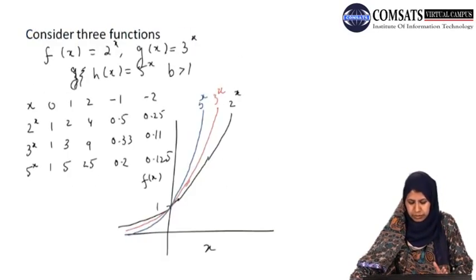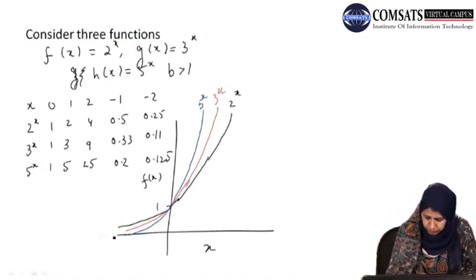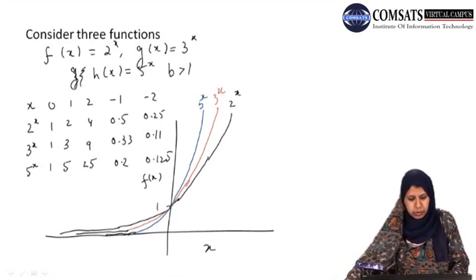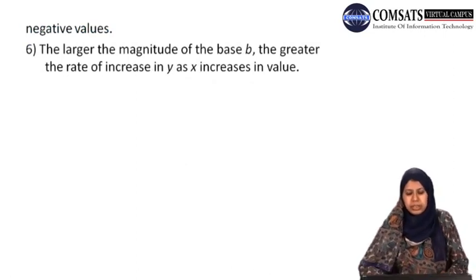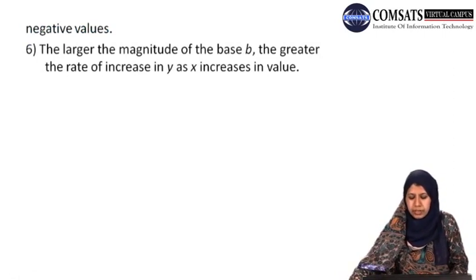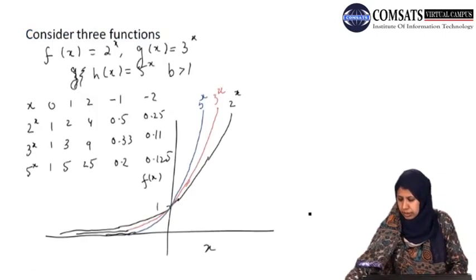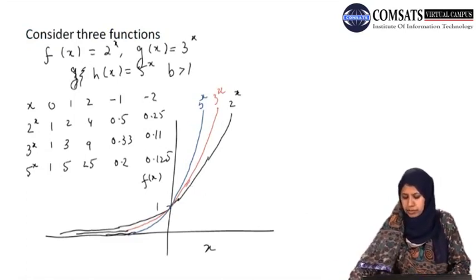So let's go back to our graphs again. The graph approaches the x-axis means that all these graphs never cross our x-axis, never intersect, but they only approach it as x becomes more and more negative. And the larger the magnitude of the base b, the greater the rate of increase in y as x increases in value. What does this mean? The larger the magnitude of the base b, that is 3 is greater than 2 and 5 is greater than 3, the greater the increase in y, the graph is closer to the positive y-axis.